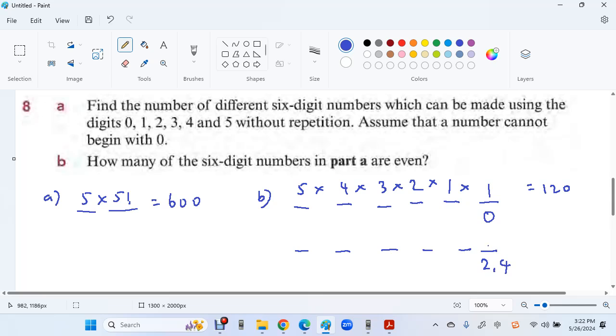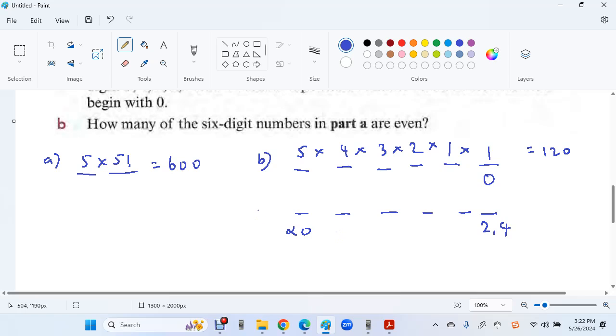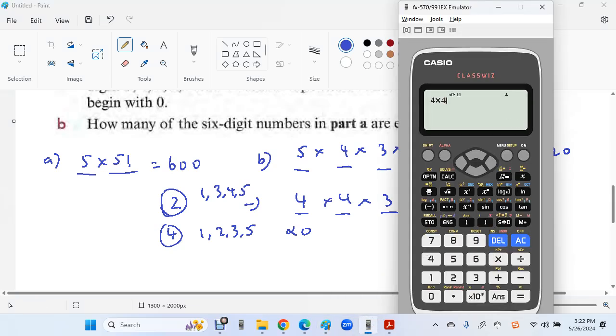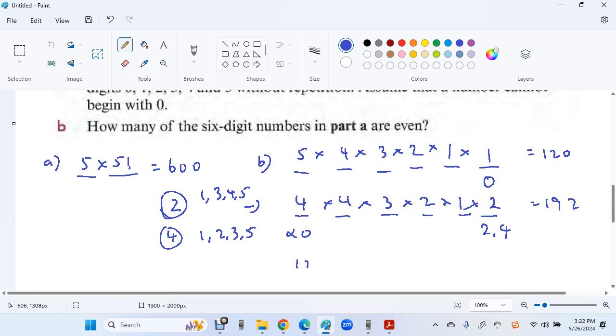And this one is using 2 or 4 here, then here we don't have 0. If it is 2 here, then what they can have is 1, 3, 4, 5. If I use 4 here, then I can use 1, 2, 3, 5. So I have 4 choices here. Then 4 3 2 1. So we have 4 times 4 times 3 times 2 times 2, so it's 192. So the total is 120 plus 192, then it's 312.